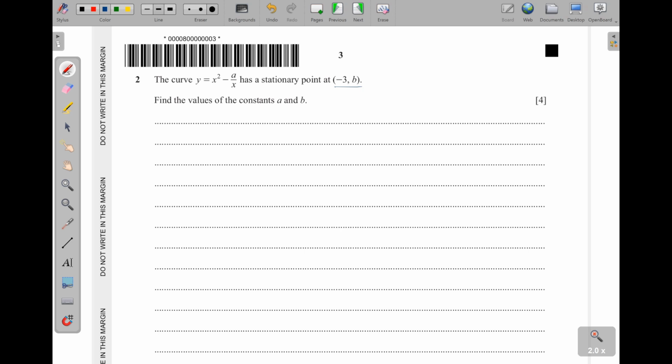Question 2. The curve y is equal to x squared minus a over x has a stationary point at negative 3, b. Find the values of the constants a and b. Now, this point here, it being a point on the curve, that means it must satisfy the equation of the curve. So I can begin by substituting the coordinates here into the equation of the curve.